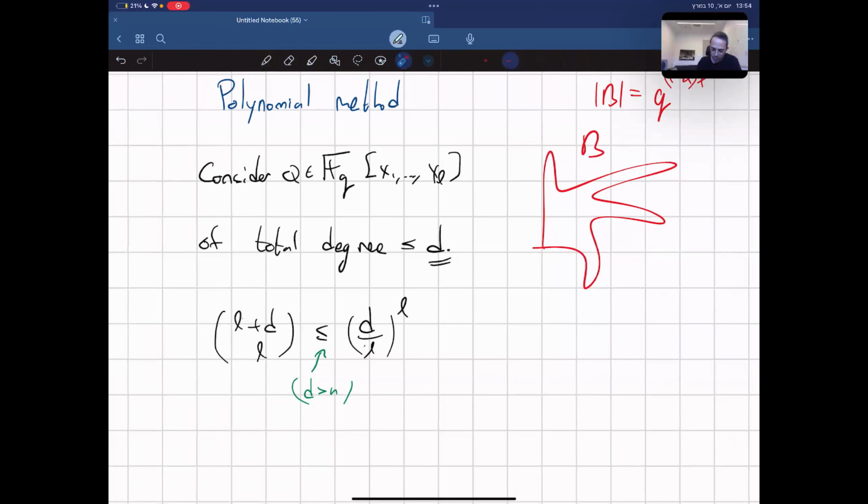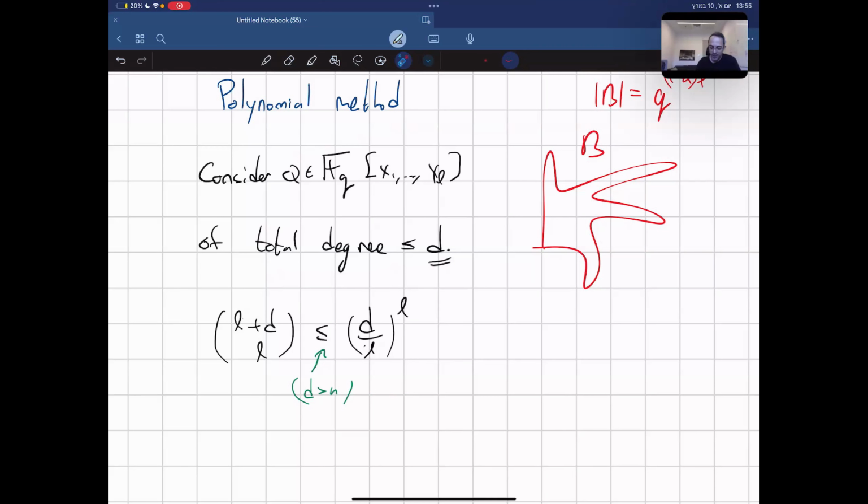So, I'm not fixing a particular polynomial. I'm looking at the subspace of all polynomials of total degree at most D over F_Q. I know that you have, sorry, not that many of them. That's the dimension of the subspace. This is the number of basis elements that you have, all monomials of degree at most D in the variables.